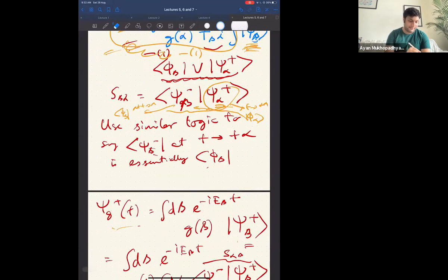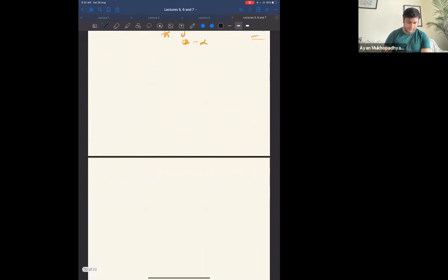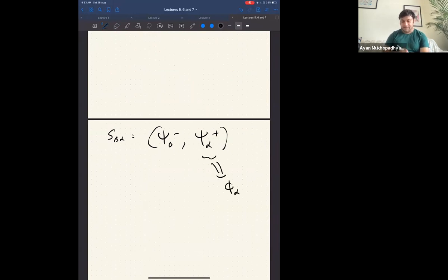One is this thing, S beta alpha. Maybe I should rewrite it in a clean way. What we did was define S beta alpha as the inner product of psi beta minus and psi alpha plus. You start with a state that looks like phi alpha at very early time, and then you ask what's the probability that at late time it looks like phi beta. That is essentially the amplitude for the change of appearance.